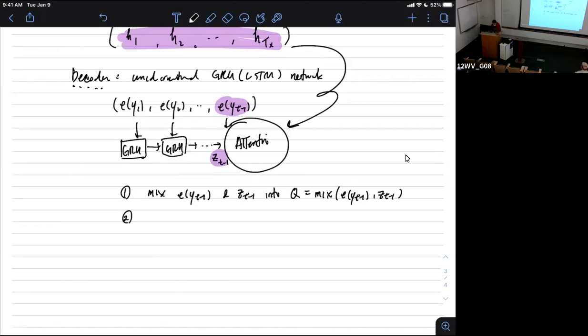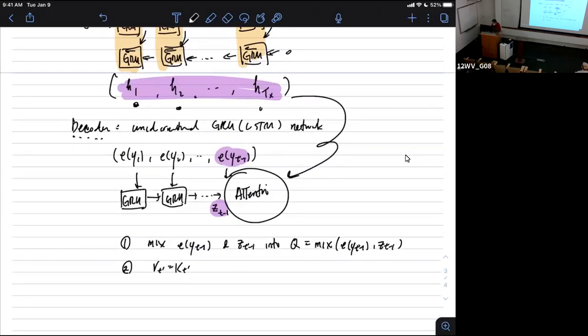Second step, we simply say that the value as well as key vectors of the previous items that we're going to attend over, so what we're going to attend over is h_1, h_2, up to h_{T_x}, are simply going to be those values themselves, where t' goes from 1 to capital T_x.